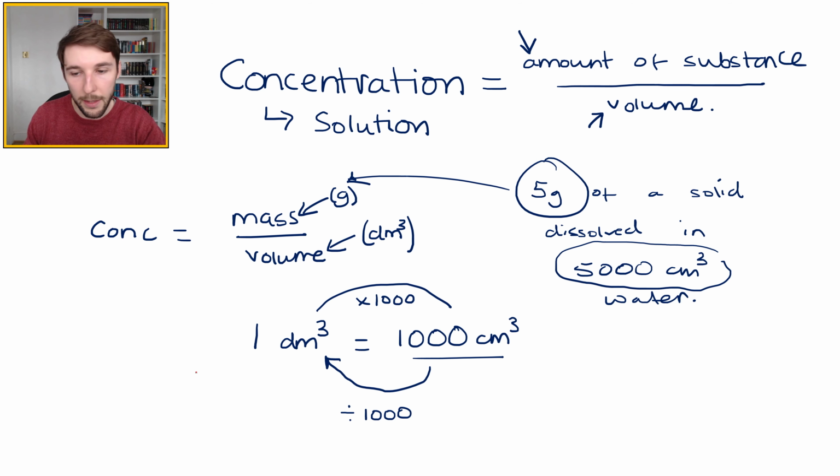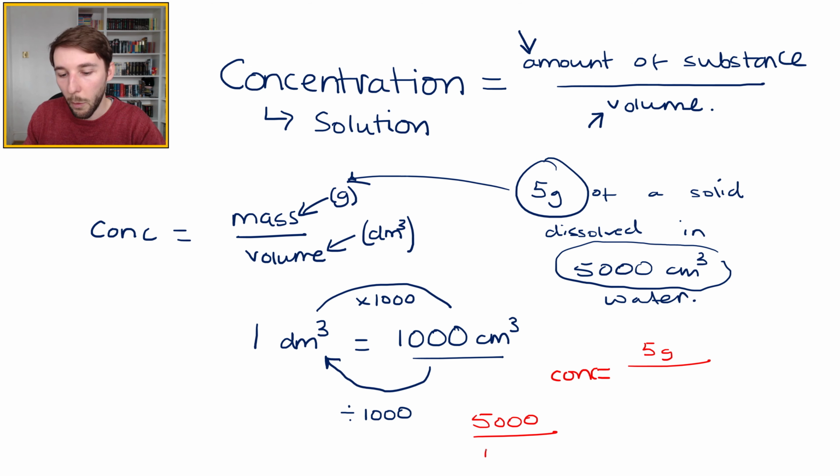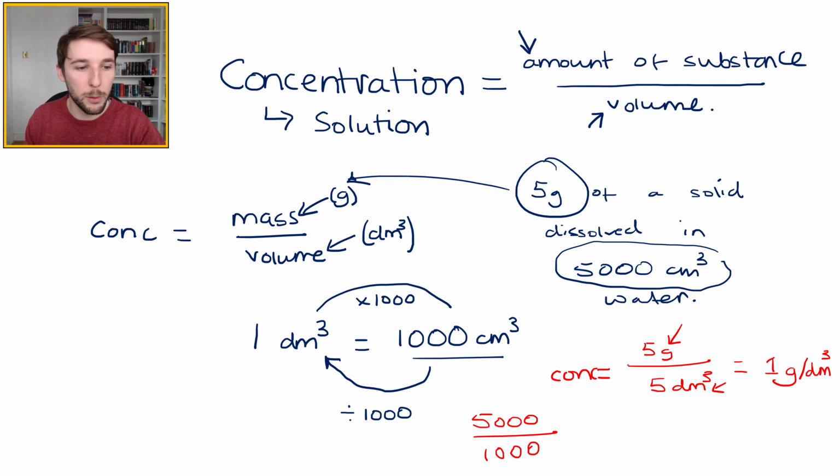I'll do my sum in a different coloured pen. So our concentration equals mass, which is 5 grams, divided by that volume. So 5,000 centimeters cubed, just do this on the side here, divided by 1,000 to convert to decimeters gives me 5 cubic decimeters, that's 5 dm cubed. And therefore, 5 over 5 is 1, so we get a concentration of 1. But our units for this, well, we divided grams by cubic decimeters, so it'll be grams per cubic decimeter. So there's a really simple example of a calculation in grams per cubic decimeter.